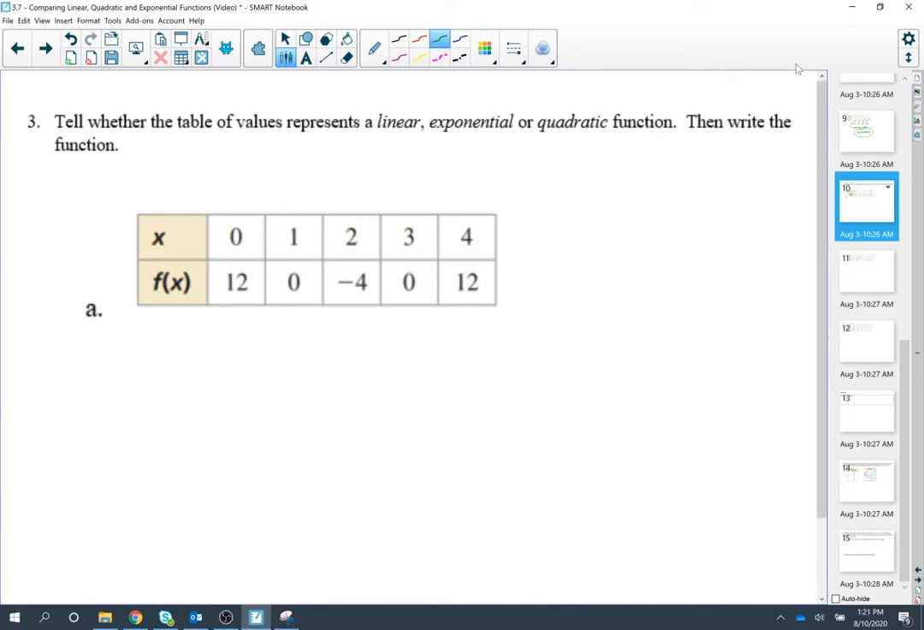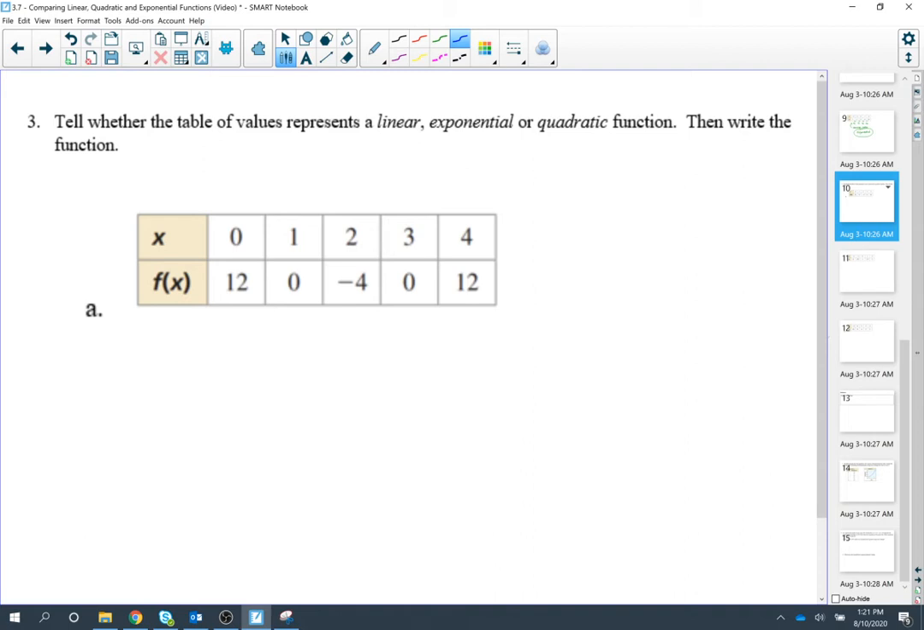Example number 3. Tell whether the table of values represents a linear, exponential, or quadratic function. Then write the function. So we're still going to do the same thing we just did, except now we actually have to write the function once we figure out what it is. So x values 0, 1, 2, 3, 4. Great, they go up by 1. 12 to 0, 0 to negative 4.